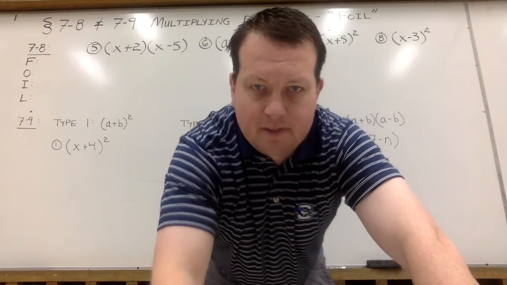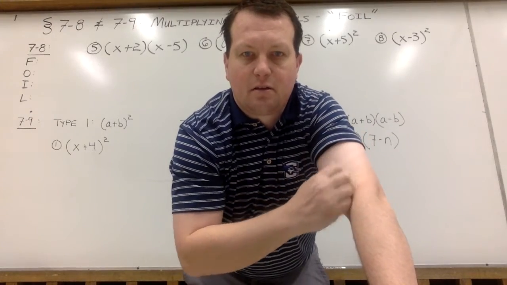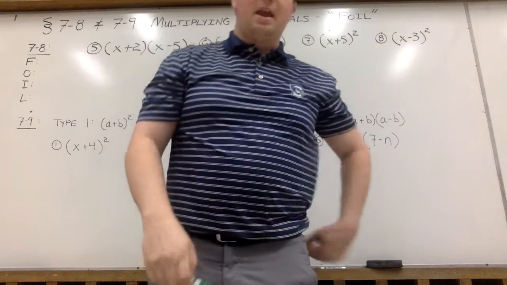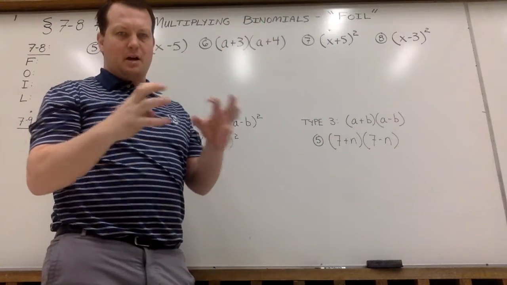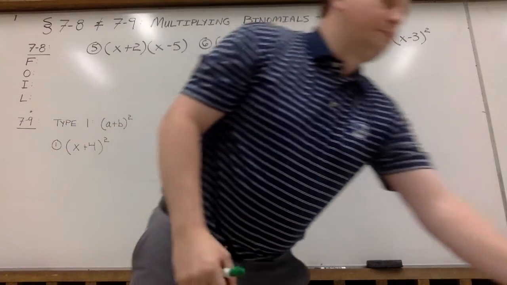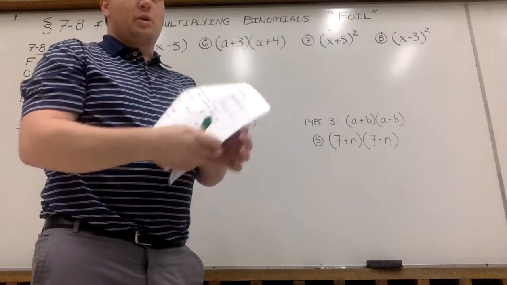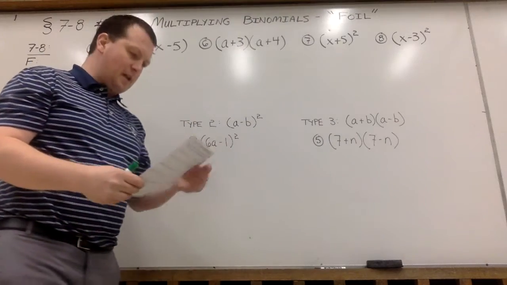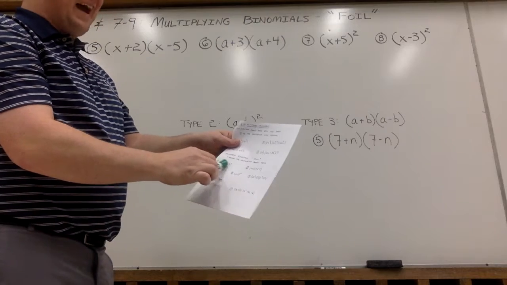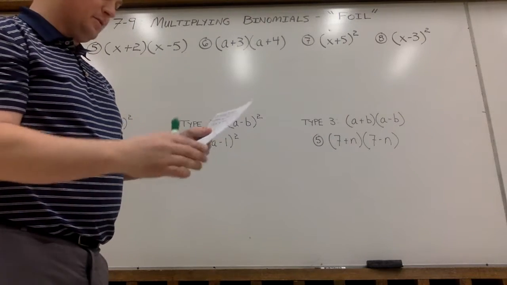Hey, we got a little bit of combo platter today. We are going to look at combining Chapter 7, Sections 8 and 9 into one kind of truncated, abbreviated version. So if you take a look at your note sheet here for Chapter 7, Section 8, we are going to start with example 5 down here. We are going to focus on multiplying binomials.